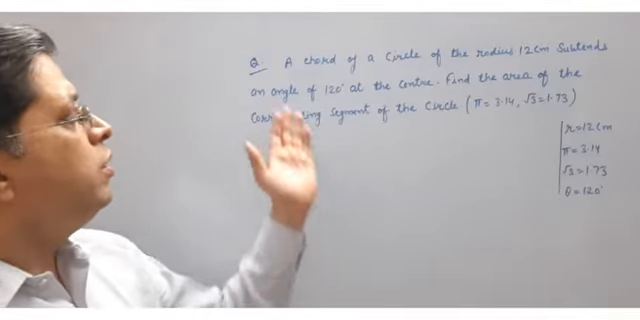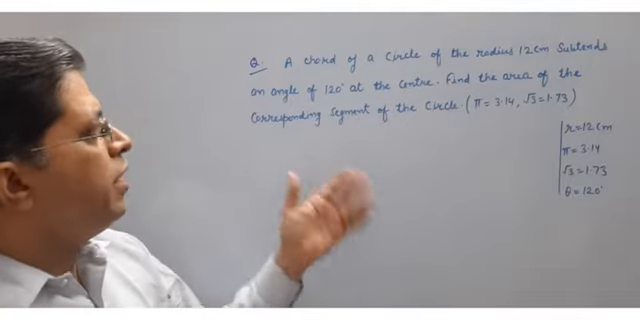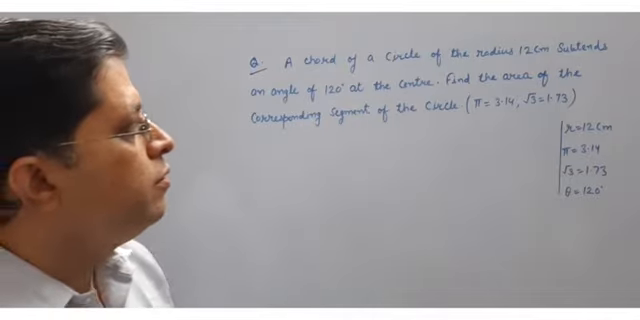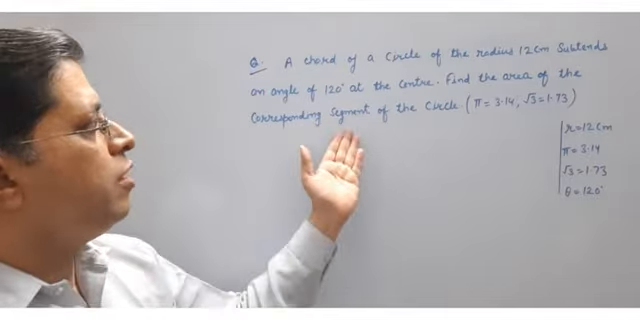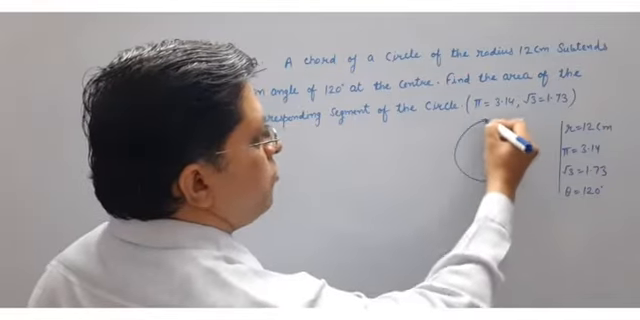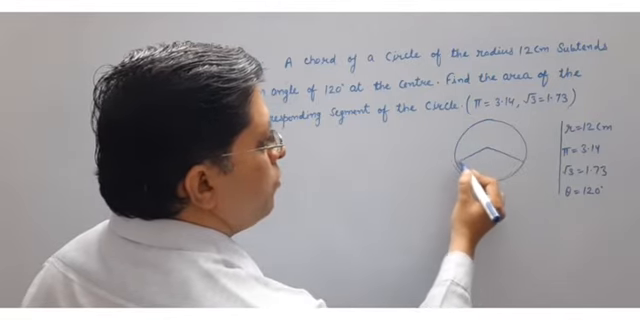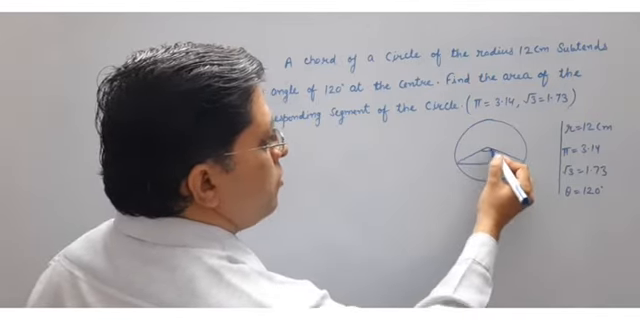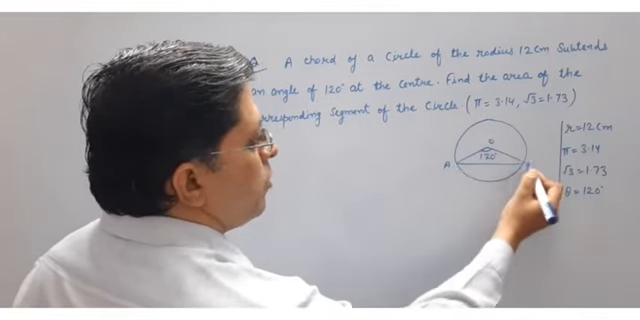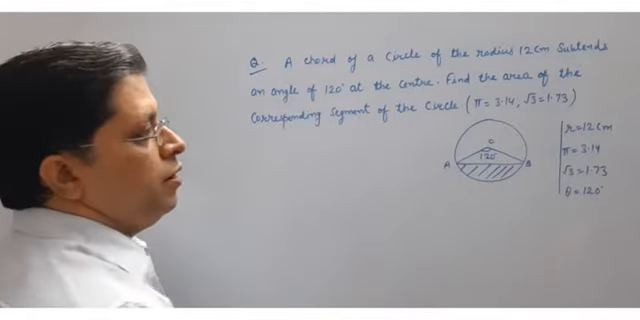Yes, the next question. A chord of a circle of radius 12 centimeter subtends an angle of 120 degree at the center. Find the area of the corresponding segment of the circle. What is given? See here. You have to find the area of segment. This is 120 degree given to you. AB is the chord, and we have to find this segment.